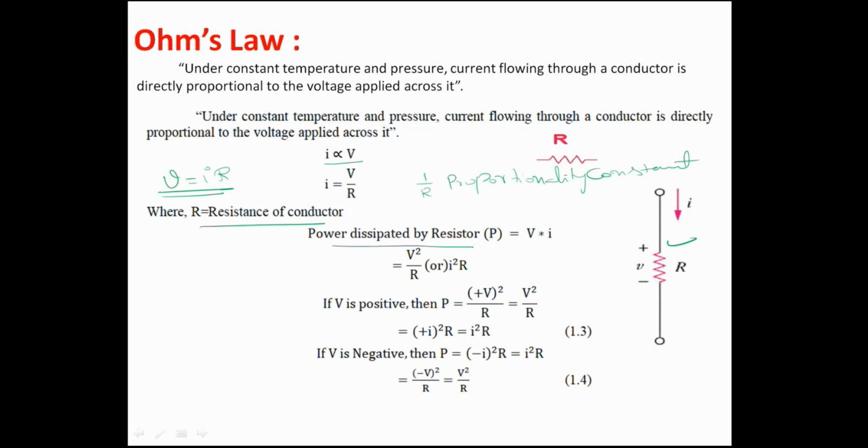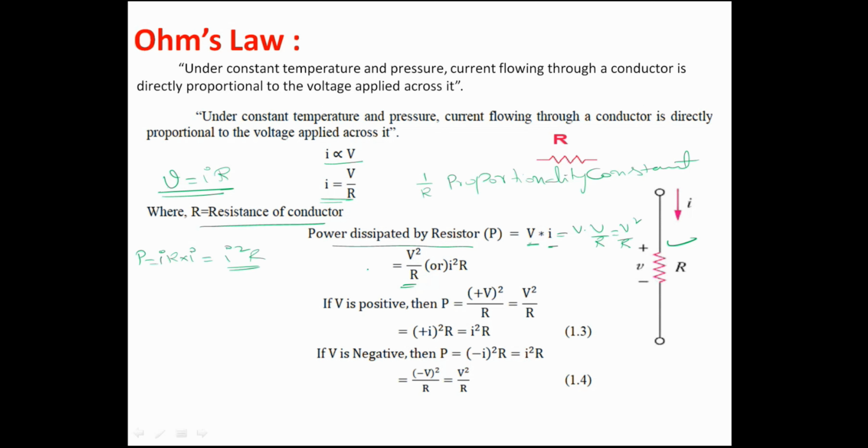Therefore, the power dissipated by this resistor: power in an electrical circuit is given by voltage multiplied by current. So you can substitute for either voltage or current. What is I in the case of a resistor? I is equal to V by R. You substitute V by R here, then we get V into V by R, which gives V square by R. Or in place of V, you substitute IR, then you get IR into I, that is, power is given as I square R.